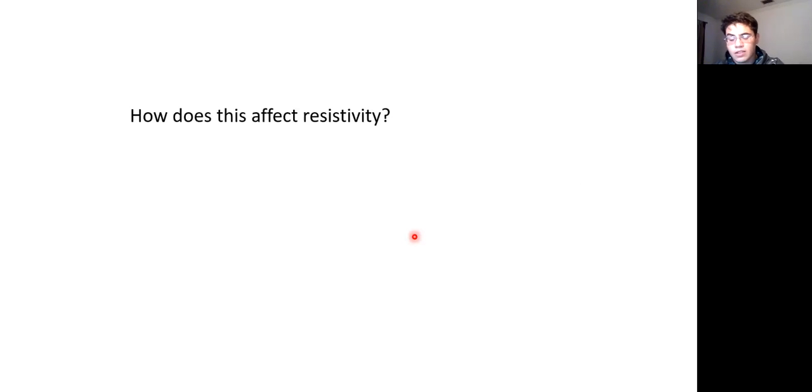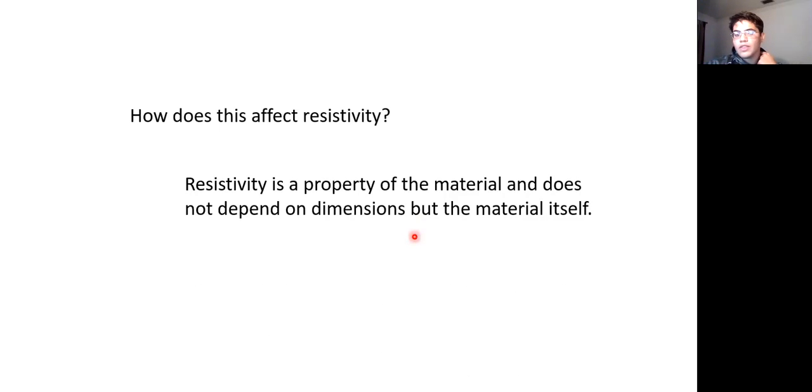Now, how does cutting the diameter in half and the length in half affect the resistivity? Well, the thing is that the resistivity is a property of the material, and that is not going to depend on the dimensions, but it's going to depend on the material itself. So if we are only changing the dimensions of the material, the resistivity is just going to remain the same. It's not going to be affected.